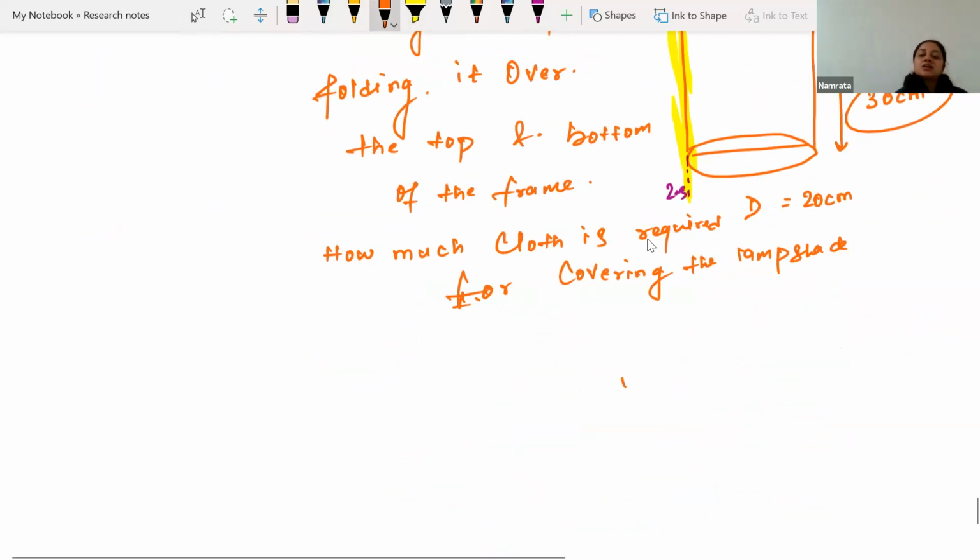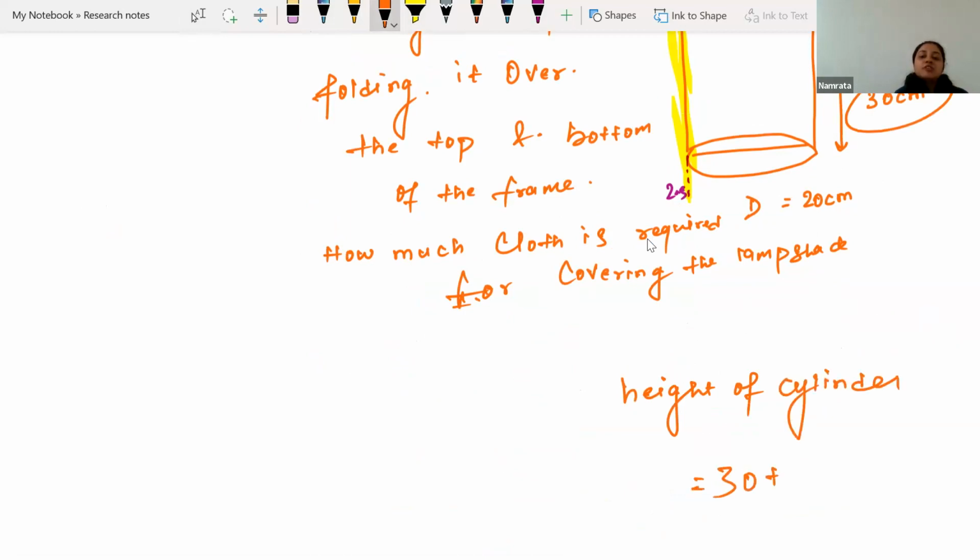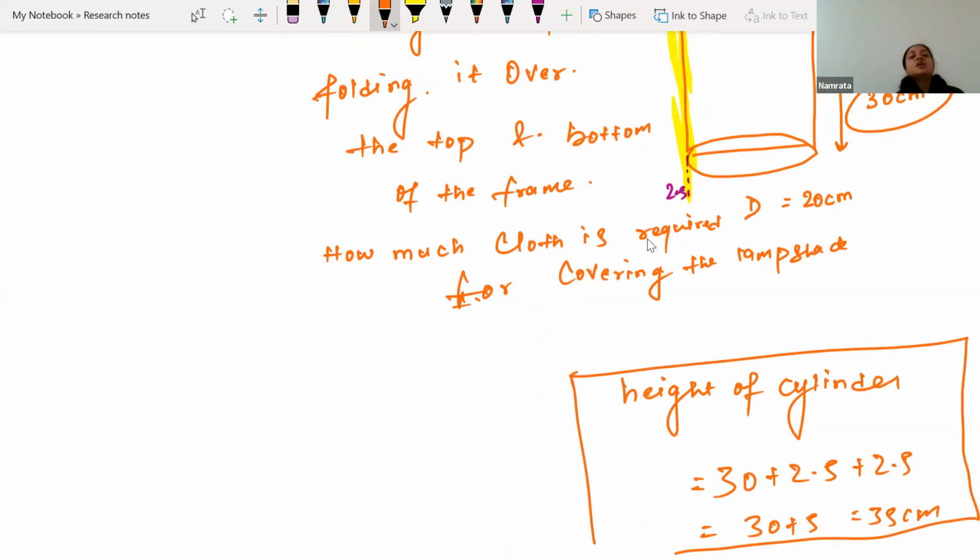So instead of taking the height of the cylinder as 30 centimeter, you need to take over here 30 plus 2.5 from the top plus 2.5 from the bottom. That means 30 plus 5, that is 35 centimeter. This height you will be using while finding the total surface area of the cylinder.